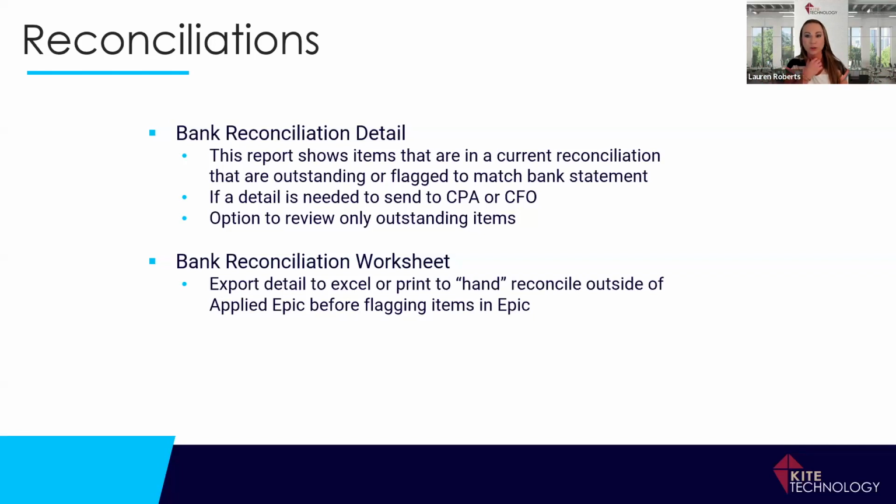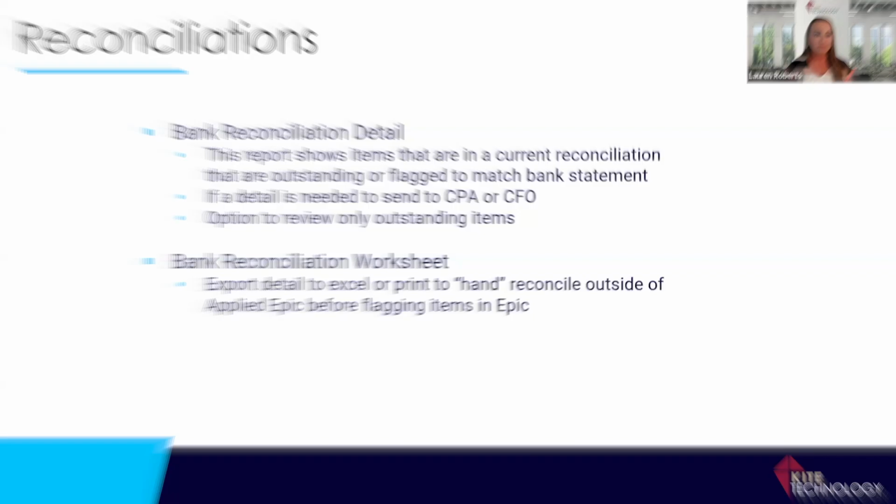And there was a question earlier about how to find outstanding checks that haven't been cashed. Both of these reports are good for that information. Obviously, the bank reconciliation detail is for an open bank reconciliation, but the bank reconciliation worksheet is what you would generate to just see what's hanging out there. So this is considering that you haven't really started a bank reconciliation yet. You just want to pull the information out so you can search for those different items.